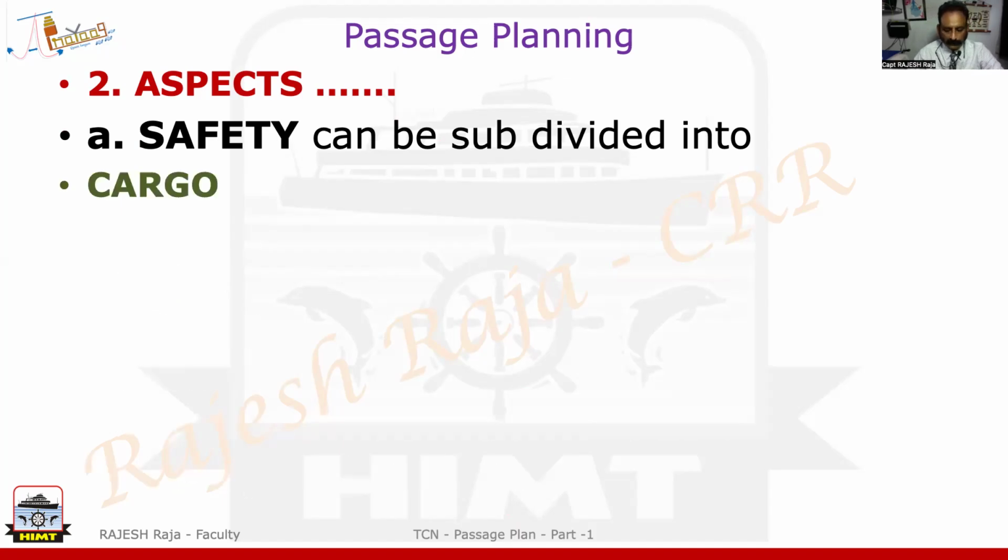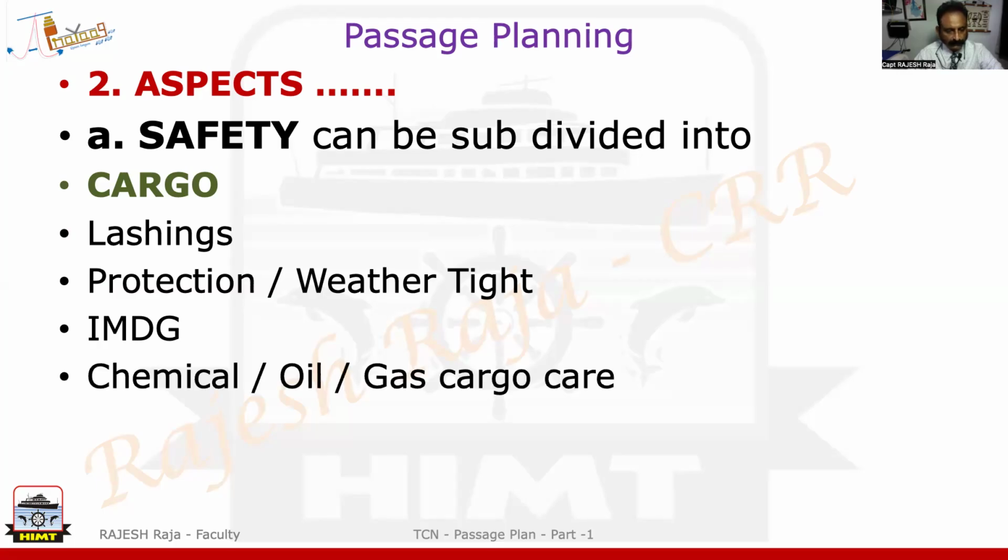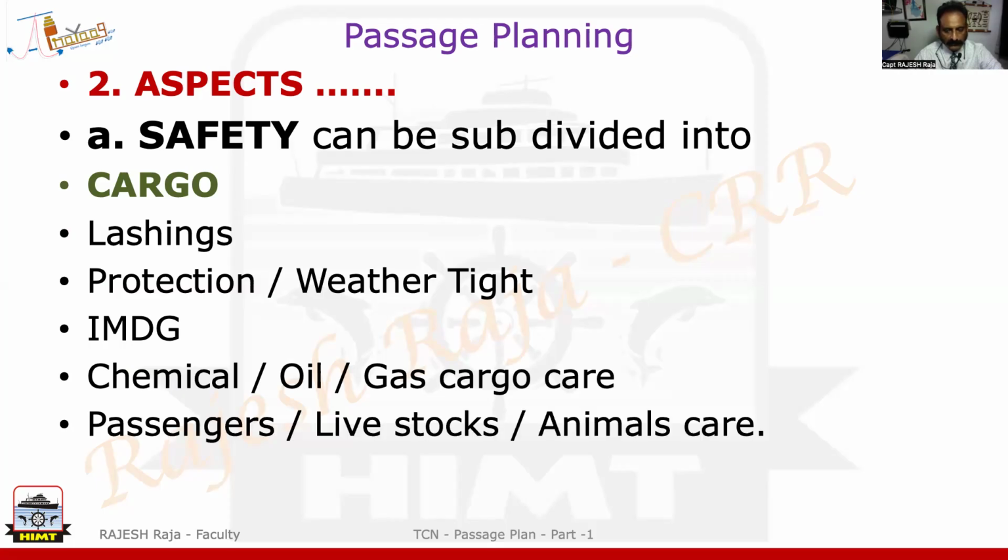Then let us go on cargo safety. Cargo safety mainly involves, once you have done your cargo operation, lashings are very important. Protecting that cargo and keeping your hatch covers weather tight are important. You might have special precautions of safety regarding IMDG, chemical oil and gas also. Then passengers, livestocks, and animals. These are also a cargo for the trade. Even though if it is passengers also, they are particularly the earning members. They are the core earning contributors for your shipping. So they are also coming under cargo.